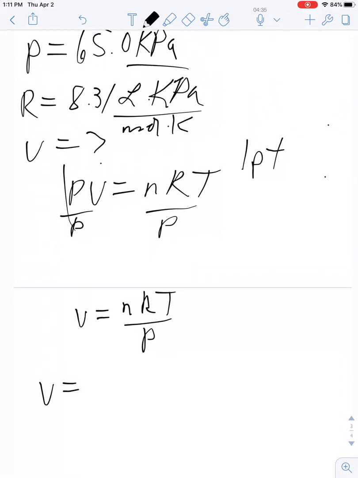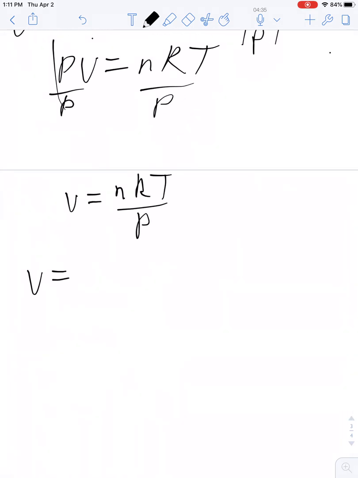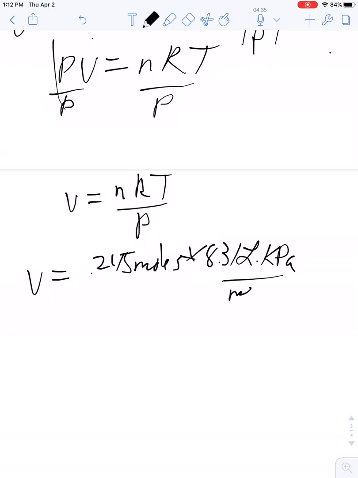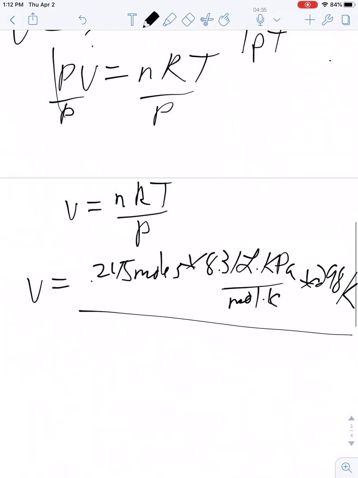So now we have V equals nRT over P. Plug in our numbers. We had 0.245 moles times 8.31 liters kPa over moles Kelvin times 298 Kelvin, divided by my pressure, which was 65 kPa.